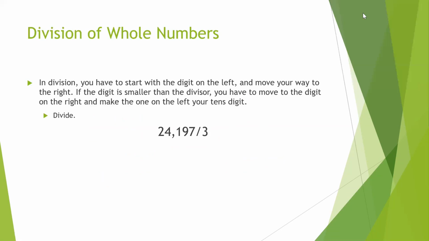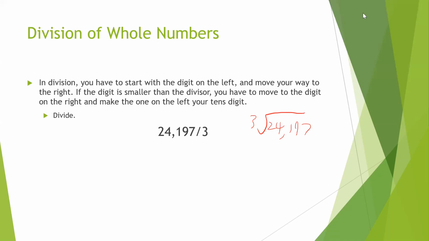So now we have division. And in division, you have to start with the digit on the left, which is like the opposite of multiplication. And we have to move our way to the right. If the digit is smaller than the number dividing it, you have to move to the digit on the right and make the digit on the left your tens digit. So we divide here. But let me just redraw this up here since you have more space. 24,197 and 3. This is how you write when you want to divide numbers.